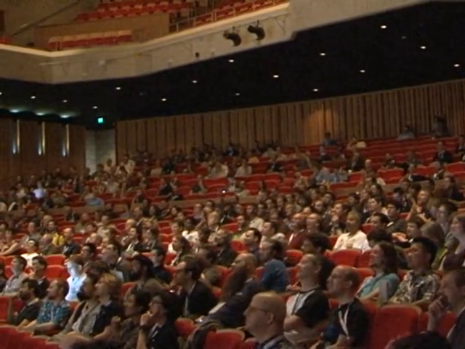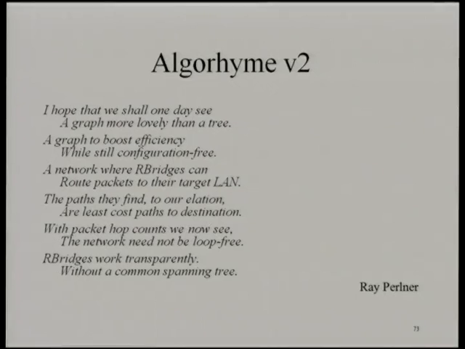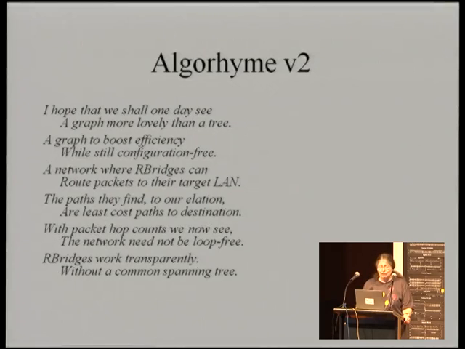So algorithm V2. I hope that we shall one day see a graph more lovely than a tree. A graph to boost efficiency while still configuration free. A network where R-bridges can route packets to their target LAN. The paths they find to our elation are least cost paths to destination. With packet hop counts, we now see the network need not be loop free. Our bridges work transparently without a common spanning tree.